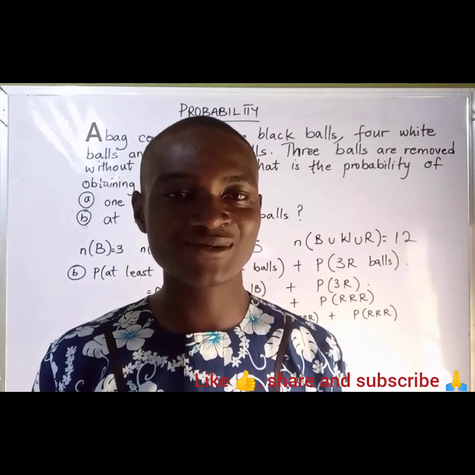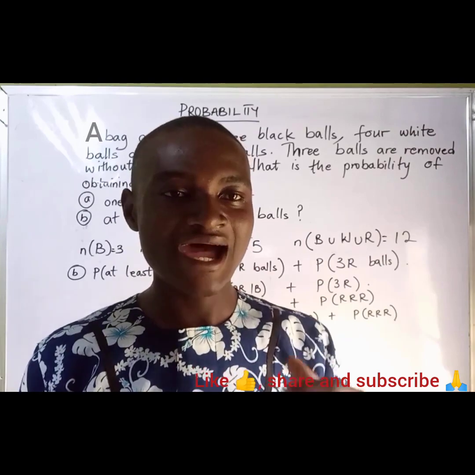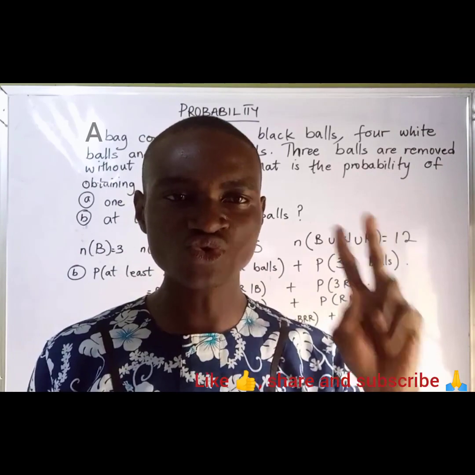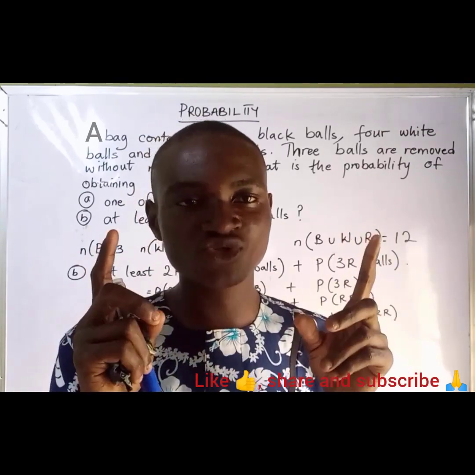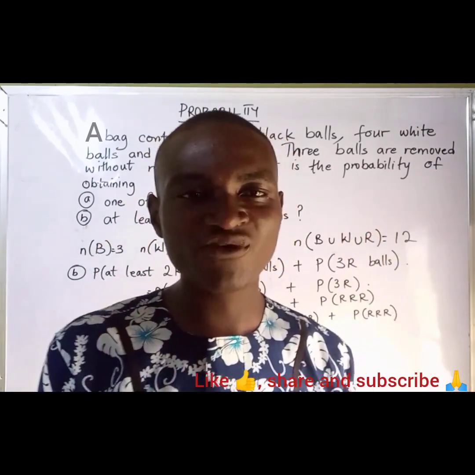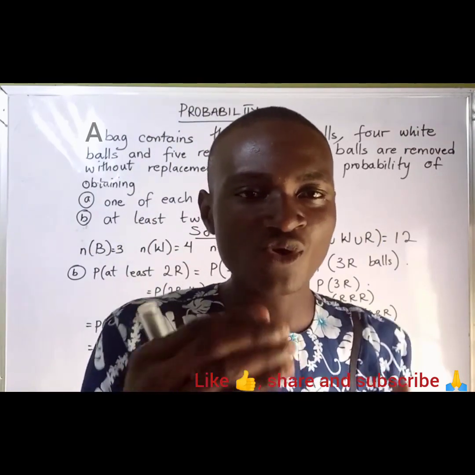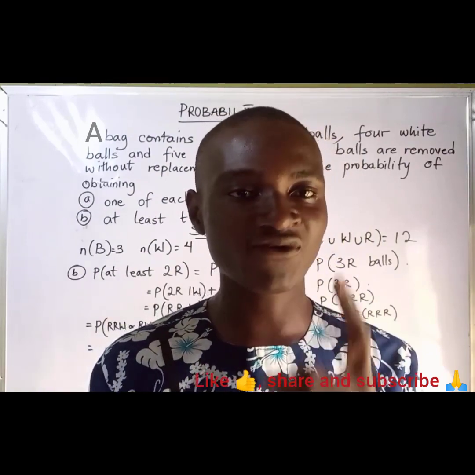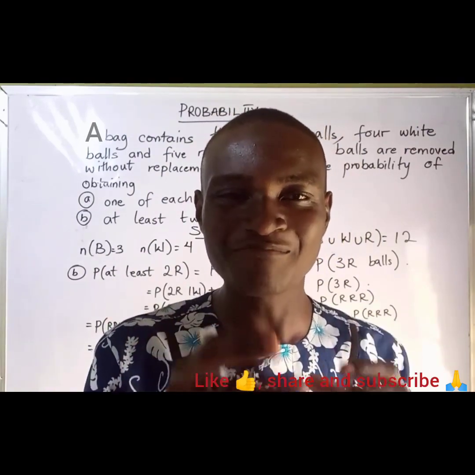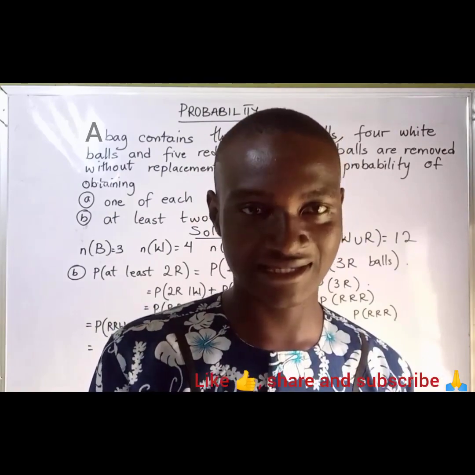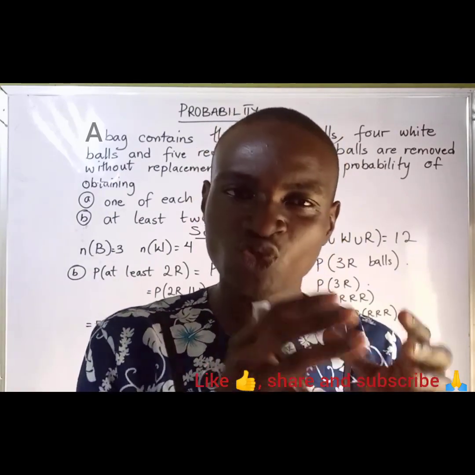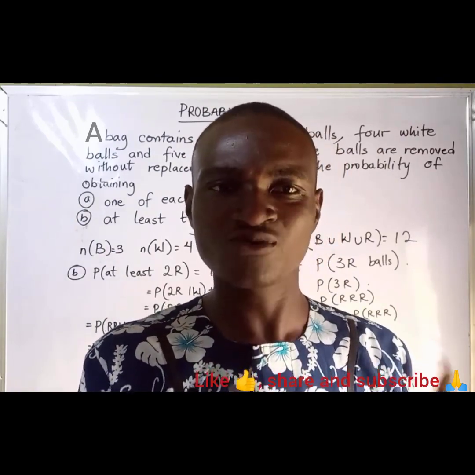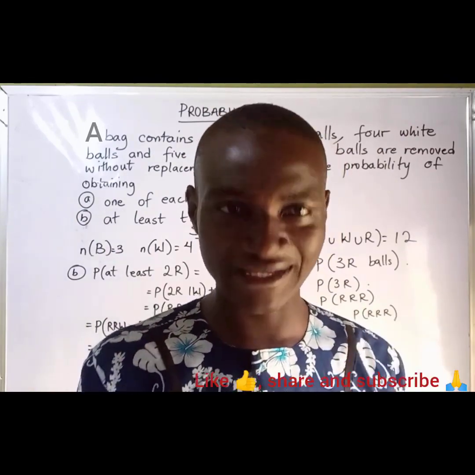Now let us take a look at the second part of the question. How can we get the probability of obtaining at least 2 red balls? Now don't forget that the probability of obtaining at least 2 red balls implies you either obtaining 2 red balls or 3 red balls. But do not forget that there are 3 balls that have been drawn from that bag. So if there are going to be 2 balls that are red, that means the last ball must be one of black or one of white.